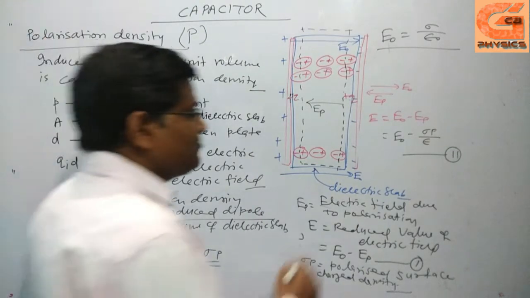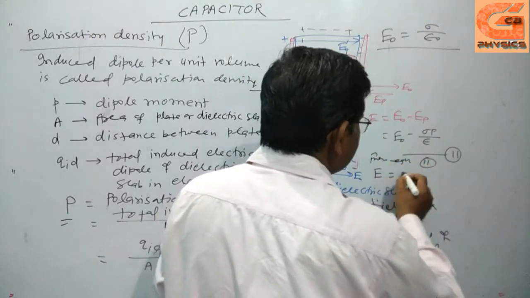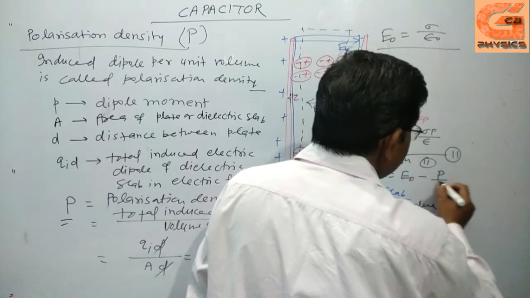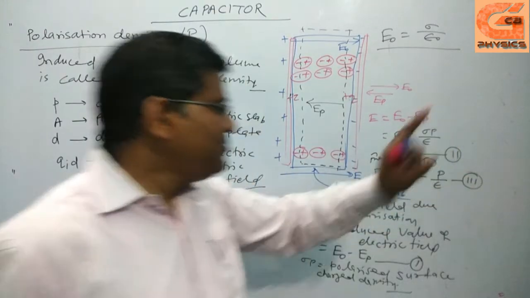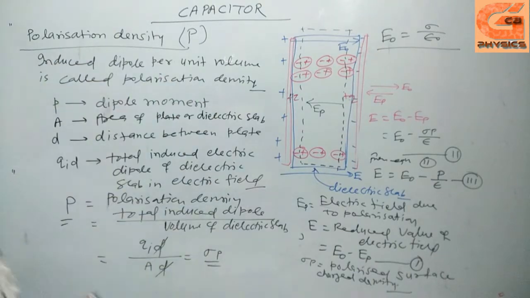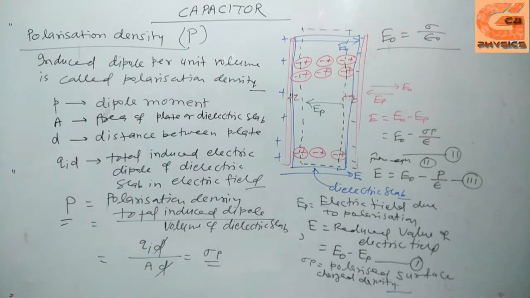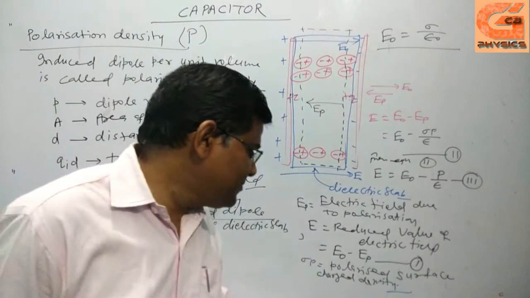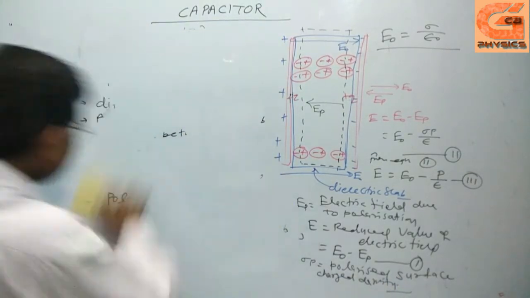And by this formula, from equation 2, E is equal to E naught minus P by epsilon naught. This is an important result. Sigma P may be written as P, and that's why I am using all these things to find P by epsilon naught. Here you can clearly see capital P is equal to sigma P, the polarized surface charge density. And now, electrical susceptibility.